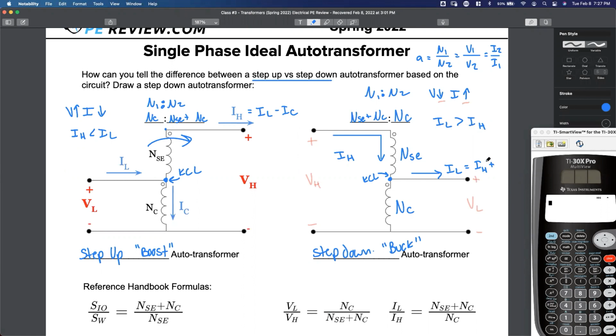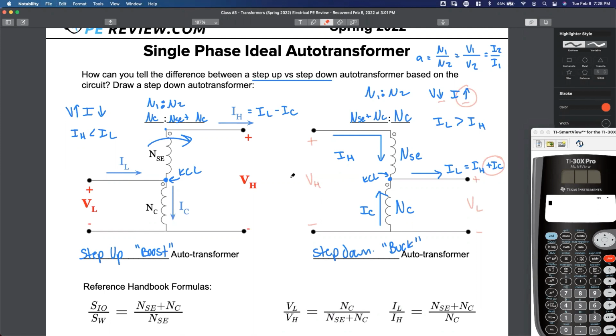IL is bigger than IH, so we've got to add the common current this time, right? This time the current is flowing up through our common winding. See how easy that is? Does that make sense? IL, the current on the low voltage side, or we can say the secondary current, is bigger because the voltage is stepping down, so the current's stepping up. So if the current's stepping up, IL is bigger than IH. The only way IL can be bigger than IH is if we add the common current this time instead of subtract. Does that make sense?